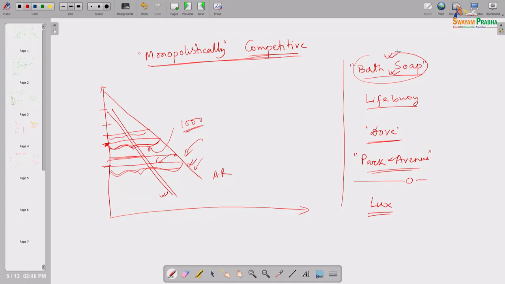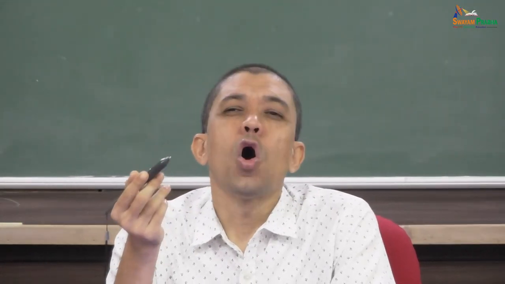So, if we start with a monopoly kind of situation, and as more and more producers enter the product market with a similar product, the demand curve for each of the individual producers' products, okay, should be shifting leftward. Leftward vis-a-vis the earlier demand curve. Suppose that Lux and Lifebuoy are there.